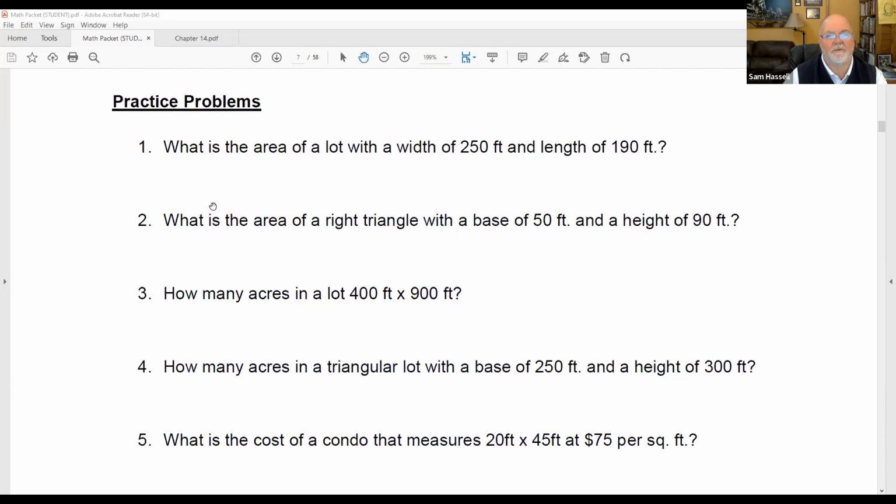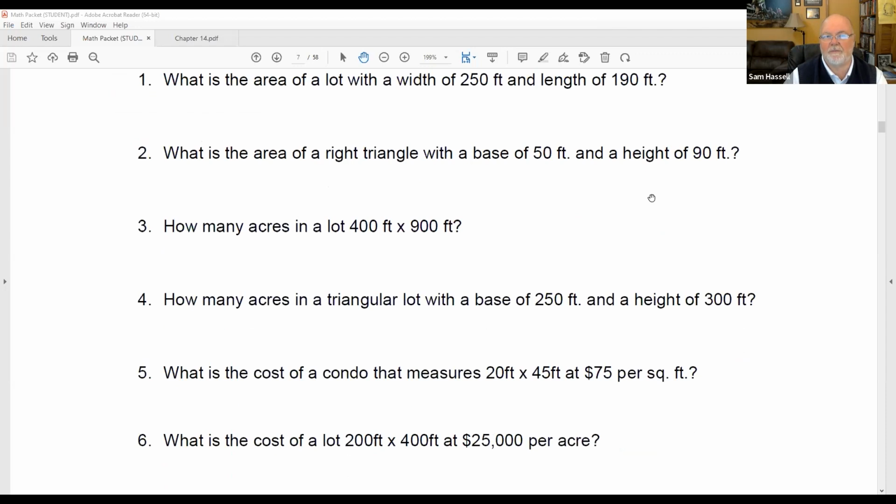Number two, what's the area of a right triangle with a base of 50 feet and a height of 90 feet? So 50 times 90 is going to be 4,500, and then we're going to divide it by 2. And that's going to give me my 2,250.